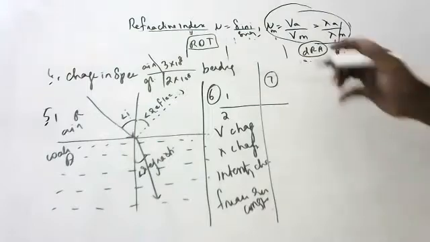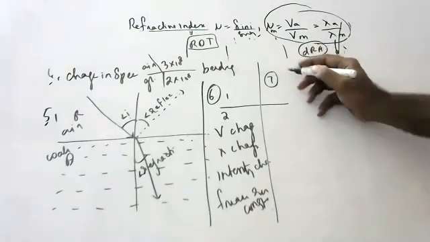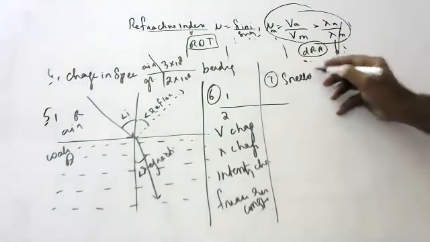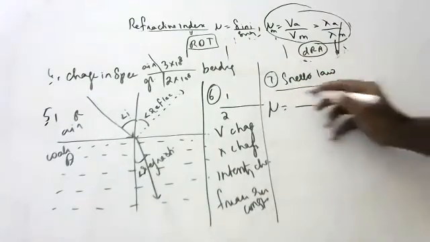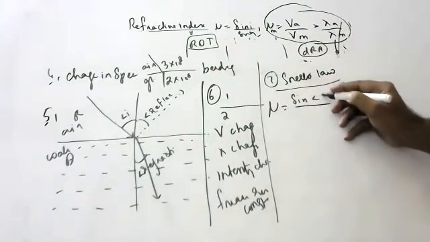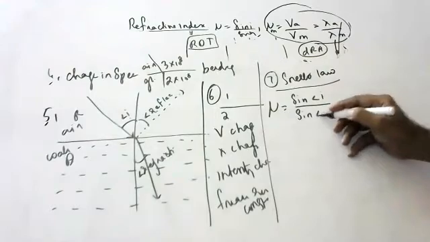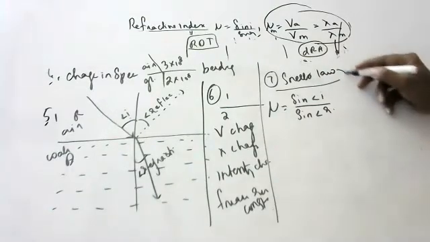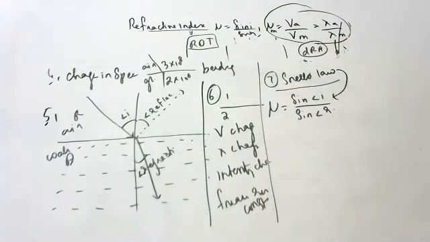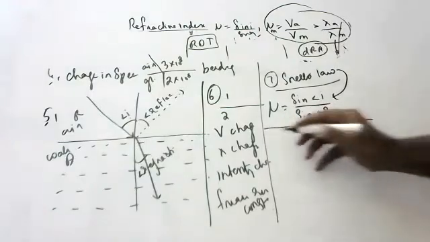Next question. What is Snell's law? Snell's law states that the ratio of the sine of the angle of incidence to the sine of the angle of refraction is constant, called the refractive index of the medium. That is called Snell's law.